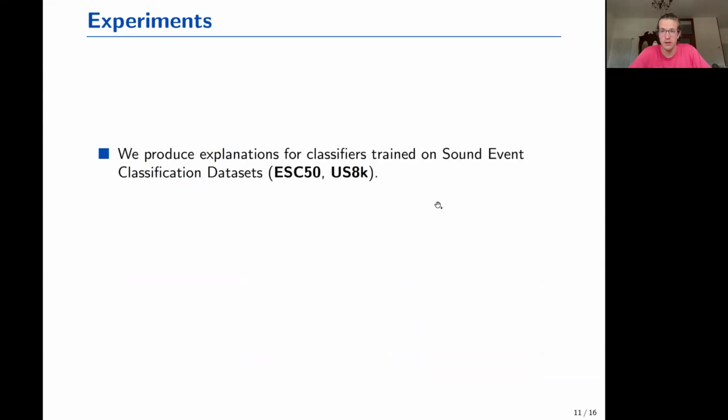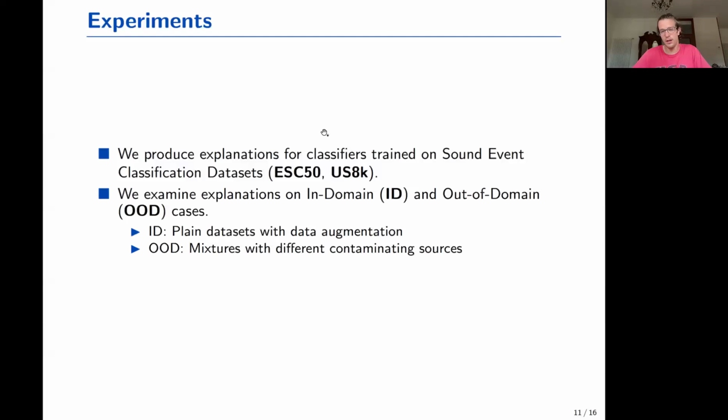To evaluate the saliency maps quantitatively, we use two sound event detection datasets, namely ESC50 and Urban Sound 8K. And we experimented both in the in-domain and out-of-domain settings. In the in-domain setting, we evaluated the interpretations on the same data distribution that the classifier and interpreter were trained on. For the out-of-distribution experiments instead, we evaluated on a different data distribution that is generated by feeding the classifier and the interpreter mixtures generated with different contaminating sources.